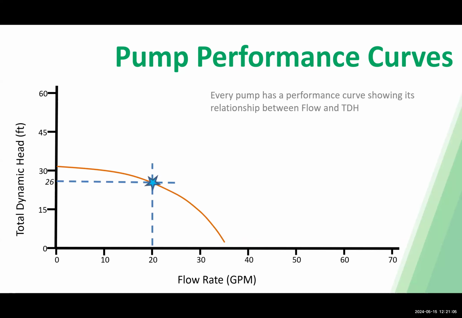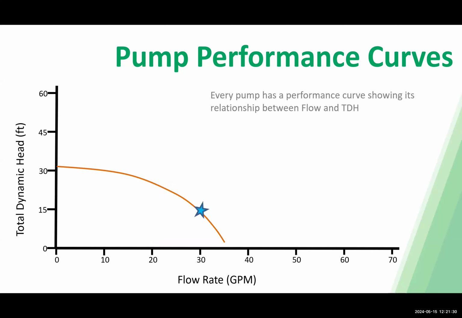Just as an example on how to read these, it's pretty simple. Let's say you need 20 gallons per minute from a pump. You go from your x-axis up to the pump curve itself, and then you just go over to the y-axis, and that's going to tell you the pressure that that pump can handle at 20 gallons per minute.